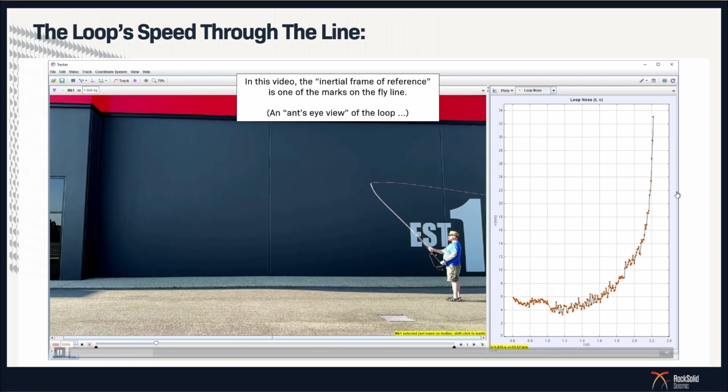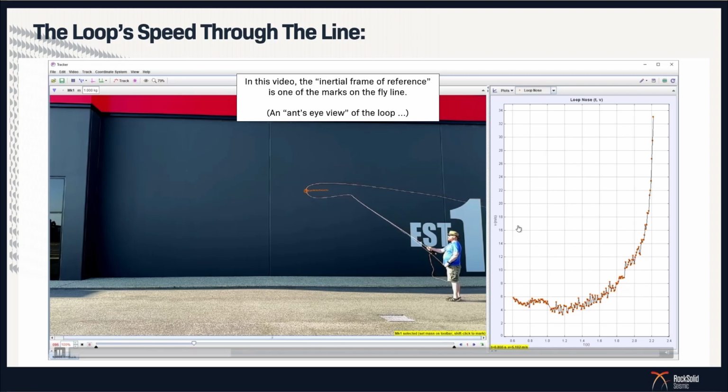So here's another view of that. But if we were an ant sitting on this fly line, and here's the ant here, the loop is traveling towards the ant, and then the loop's at the ant, and then the loop's traveling away from the ant. Now that speed that loop's traveling through there, the apparent speed for the ant of the loop, goes from about 5 meters per second through to up to about 33 meters per second.